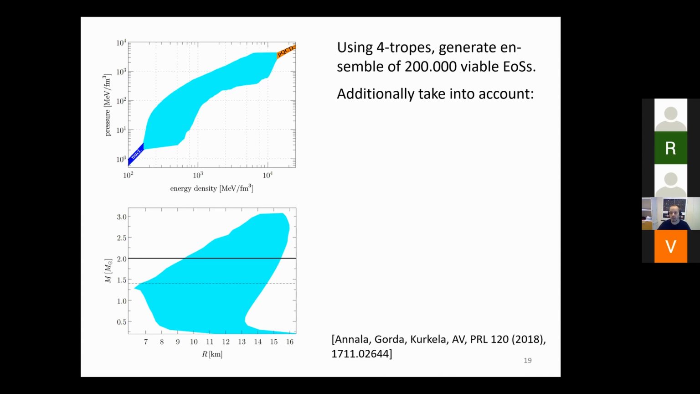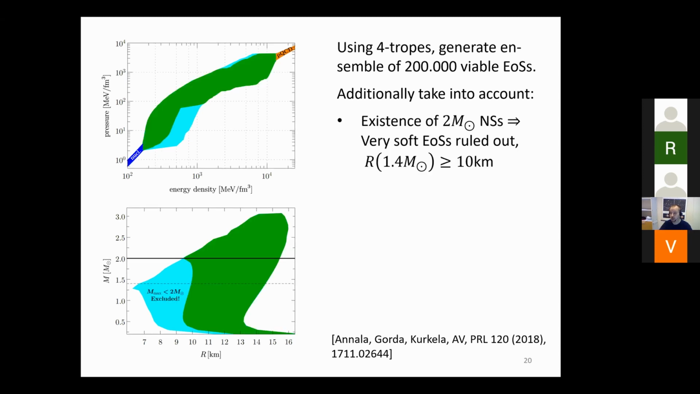Now we can additionally constrain this EOS and MR cloud by taking into account first the existence of 2 solar mass stars, which clearly rules out this bunch of mass radius relations which do not reach this 2 solar mass limit, and this simultaneously excludes a bunch of equations of state that are simply too soft at low densities. Here we also end up ruling out neutron star radii for 1.4 solar mass stars that are roughly less than 10 kilometers or so.